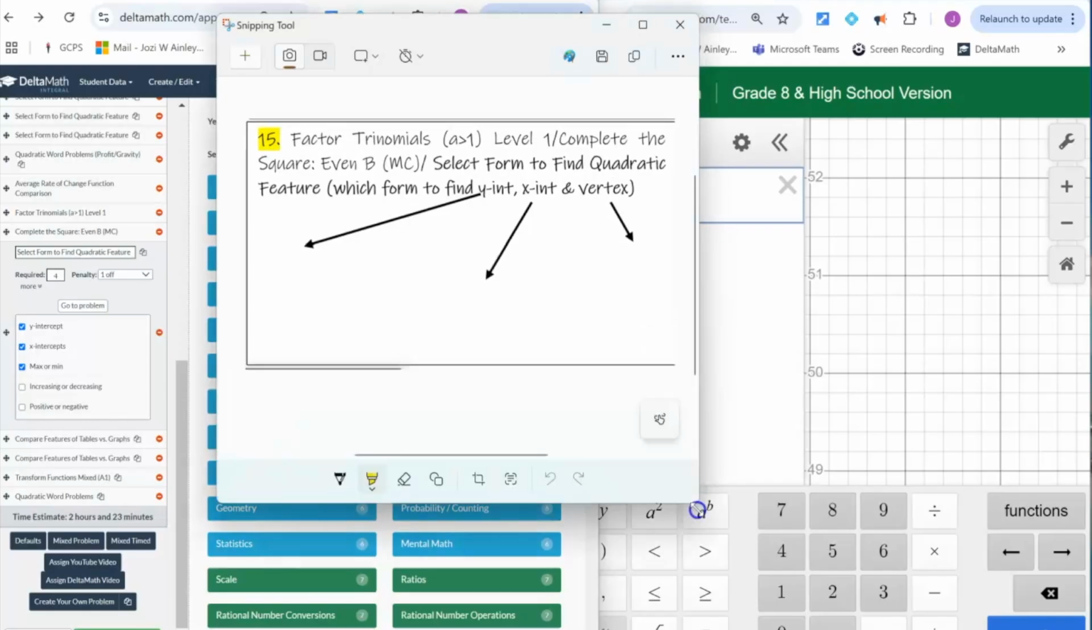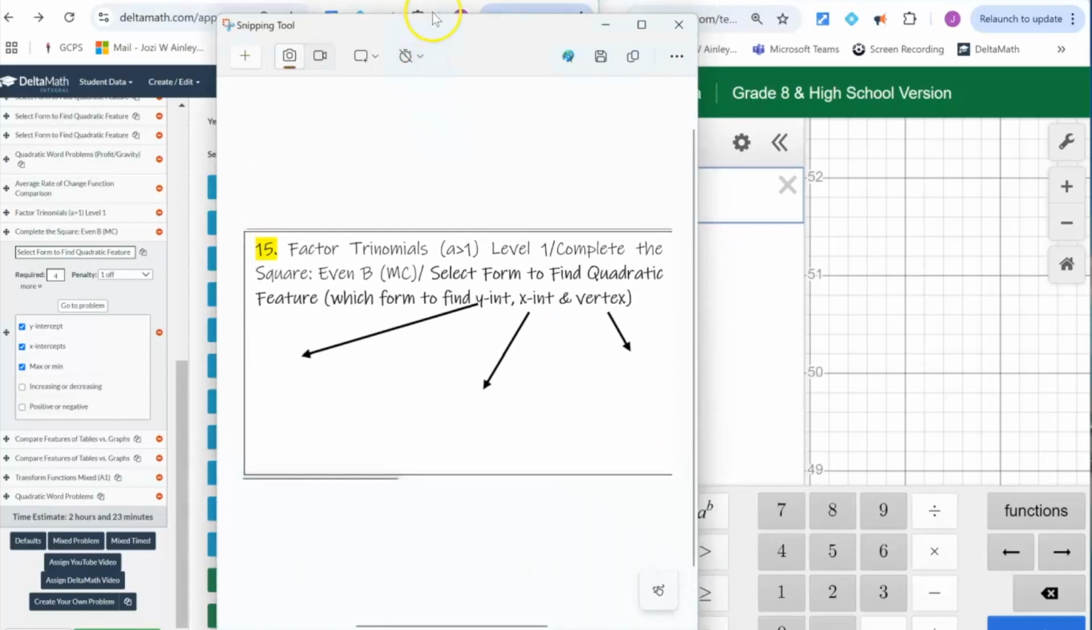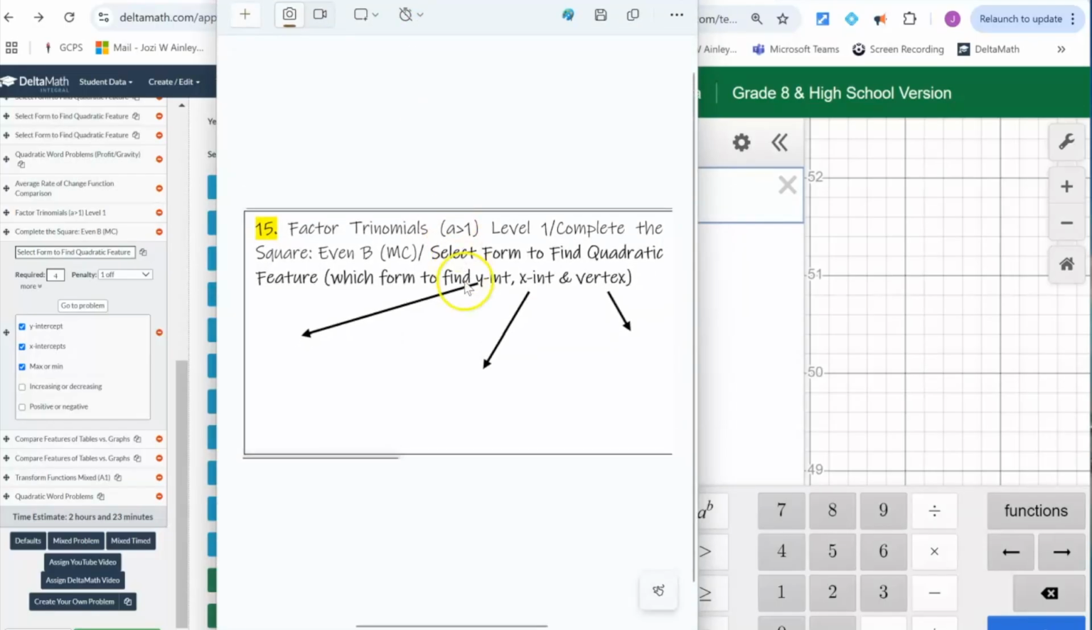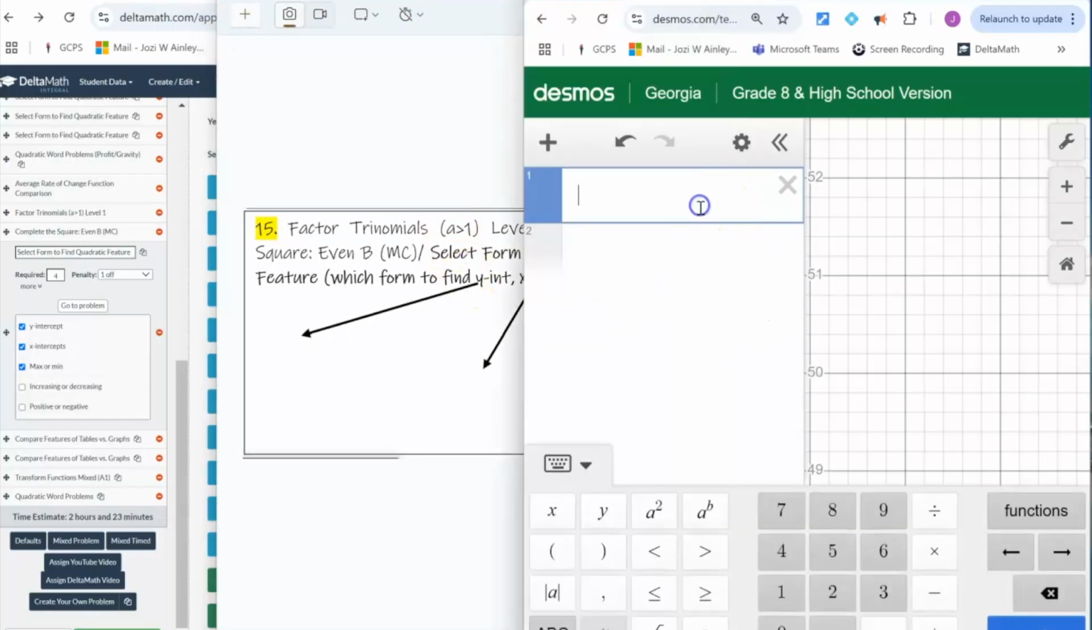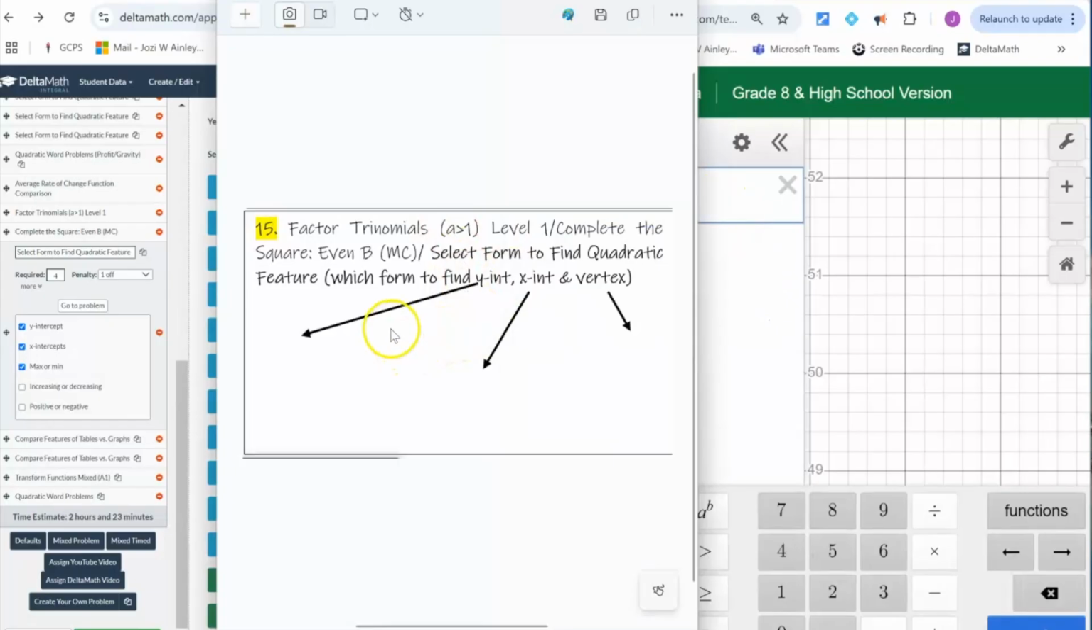All right, so I'm going to give you a different variation of this question because I have seen questions where when you type in the question and the answer here, they both match. But what they're asking you is select which feature will be most beneficial for you to find the y-intercept, find the x-intercept, find the vertex. So even though you're able to find the answer, I've seen where both multiple choice questions work.